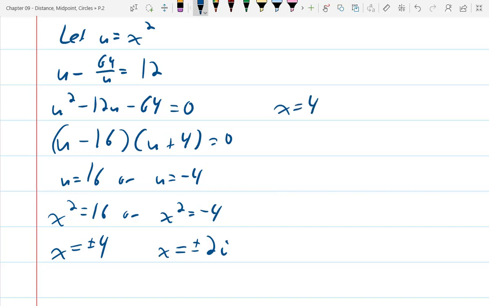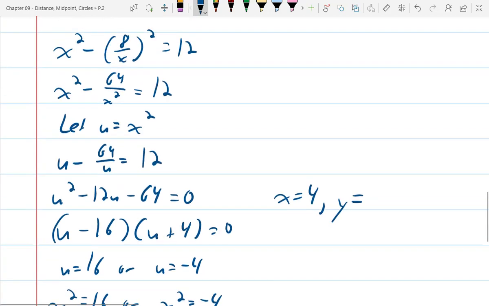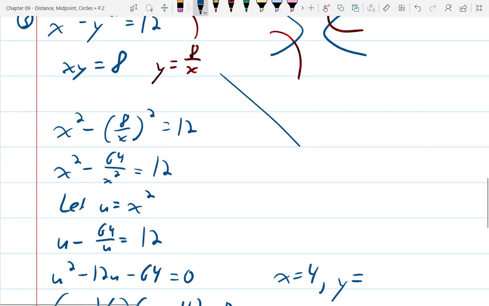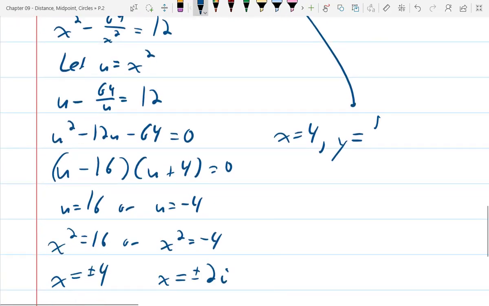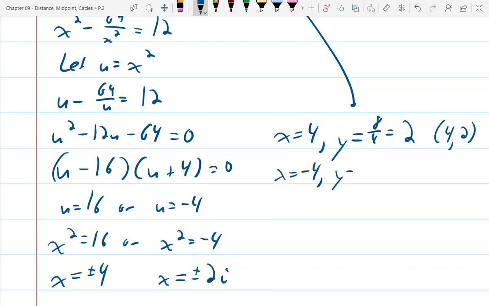So let's say x equals 4 is one possibility. If x equals 4, y was equal to 8 over x. I'm stealing that from right up here. So 8 over 4, which is 2. That means that 4, 2 is the solution. If x equals negative 4, y is equal to negative 2. So 4, negative 2 is the solution.